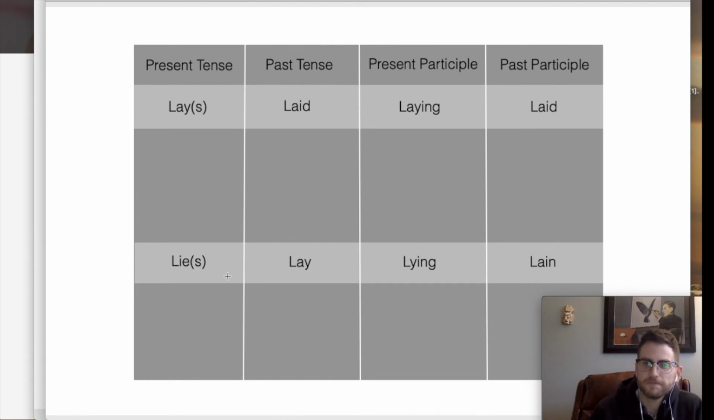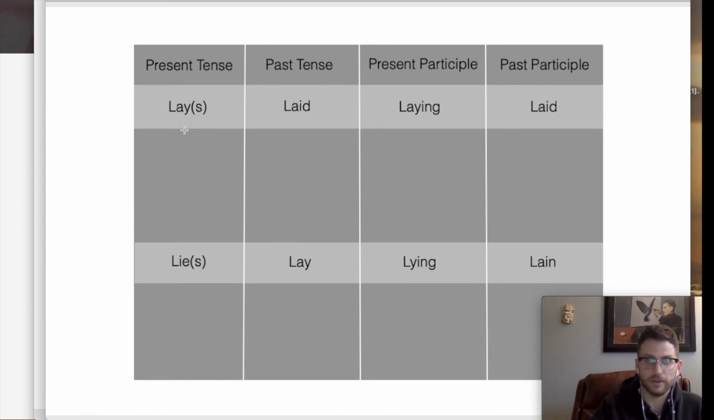So in the present tense, to lay, if I'm talking about one person, he or she lays the book on the table, or they lay the books on the table. So that's why I have lay or lays in the present tense. In the past tense, it's laid. They laid the books on the table. And notice in the past tense, the verb doesn't change if we're talking about one person or many people. So they laid the books on the table.